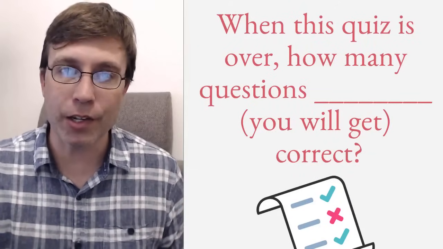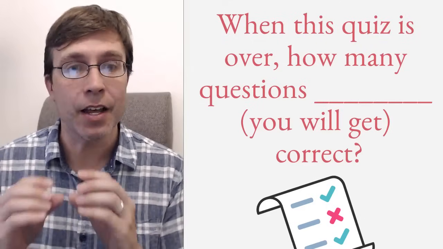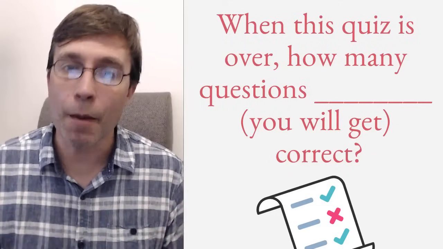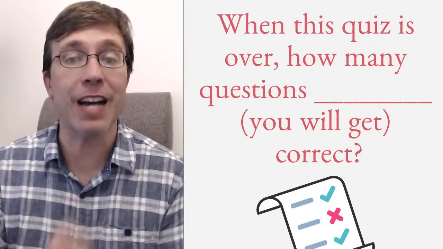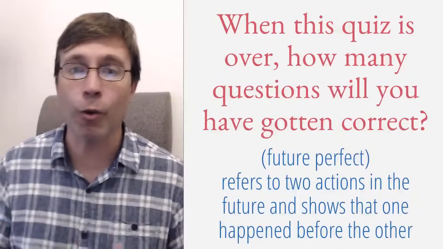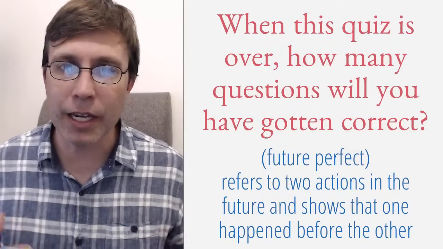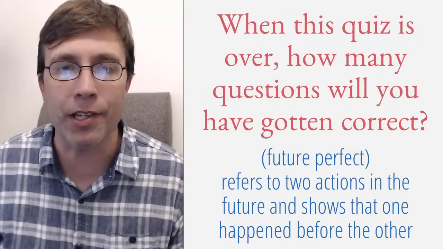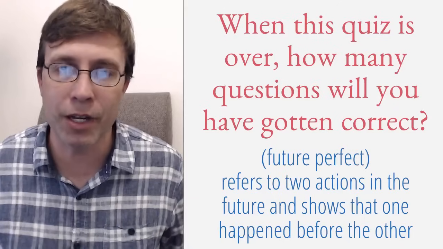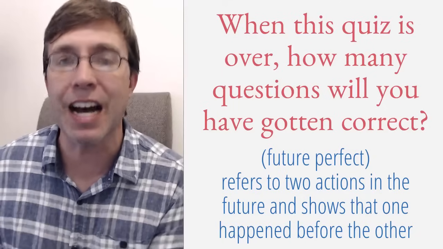How many questions will you have gotten or have got? Again, the past participle of get can be got or gotten. So how many questions will you have gotten correct? That is the specific wording that I want, or you could say, will you have got correct? For me personally, as the past participle, I always use gotten. Get, got, gotten. So I'd say, when this quiz is over, how many questions will you have gotten correct?